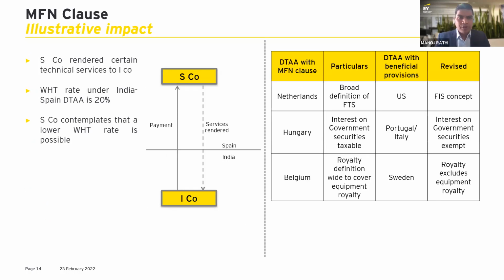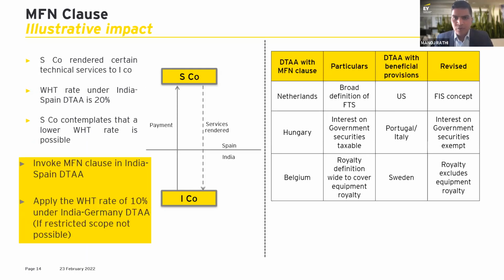This is a short illustrative example of a classical situation where you may end up looking at an MFN trigger. Now you have a situation where you see a Spanish company rendering some services to an Indian company, and the tax treaty really has a high rate of 20%, and one ideally would go under the domestic law and do a withholding at domestic law rate itself.